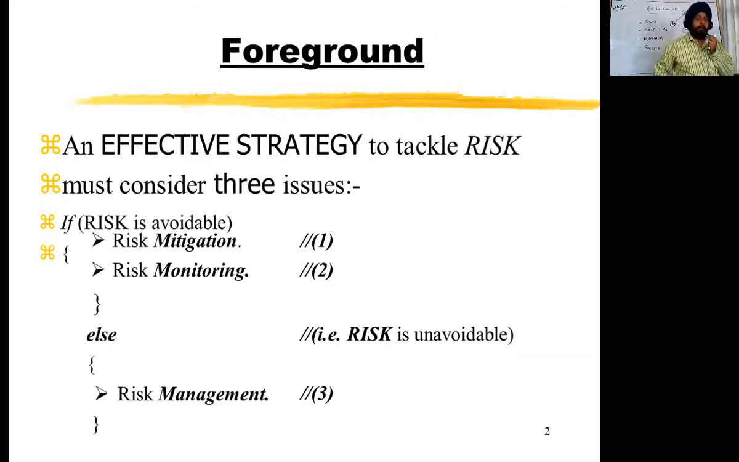So what is an effective strategy to tackle the risk? It must consider three issues. First is avoidable. We should first of all make all the efforts to avoid the risk. That is the mitigation. Second, we should keep on monitoring and observing all the phases to see that there is no risk. That is one method, avoidance, and we can avoid by continuously monitoring.